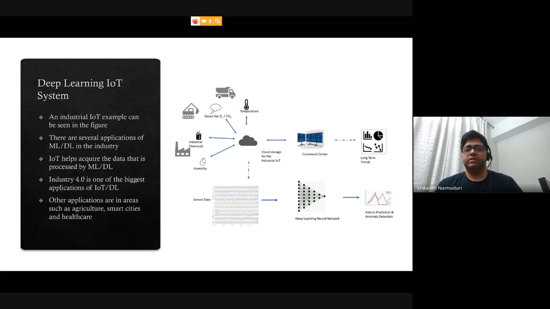And I hope you can see my pointer as well. So the top row you see here is related to that kind of long-term intelligence, where you collect all the data and analyze it from an office location or a command center, and you can look at overall trends.